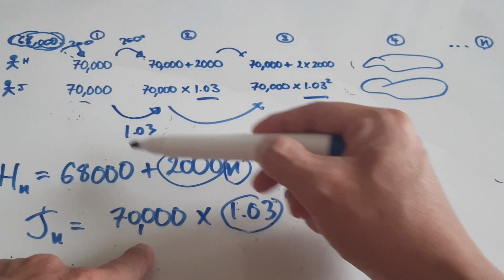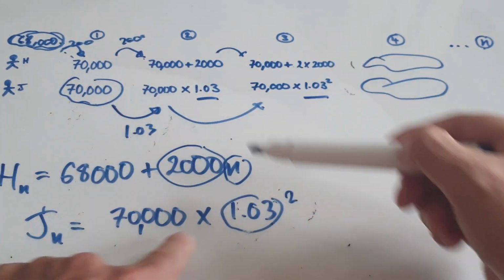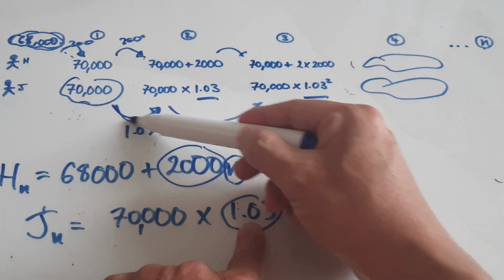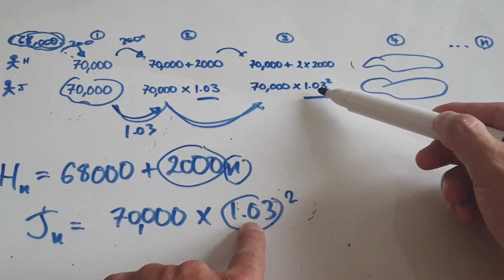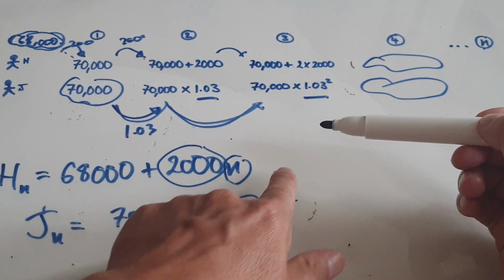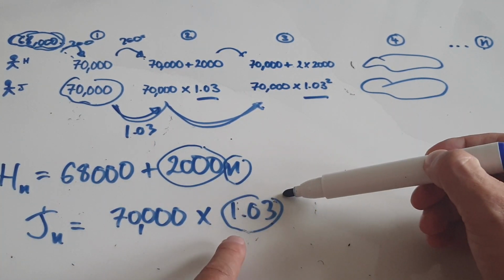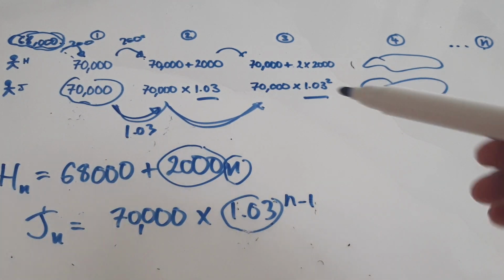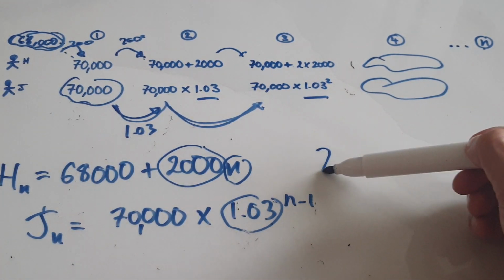So let's look at this. Start from here, and then you jump twice. 1, 2. It would take you to here. So this one here, for Helen, you times it by n, but for Jane it's n minus 1. So think about it. Think why this works.